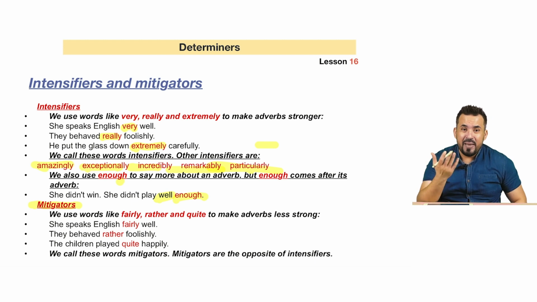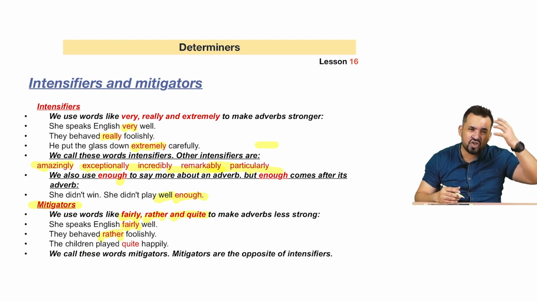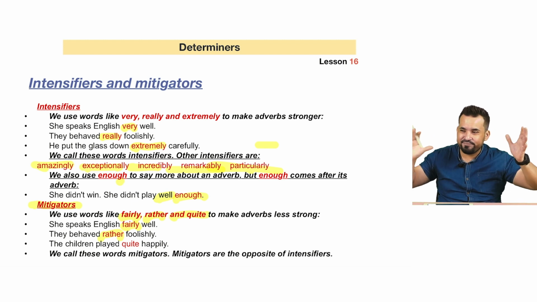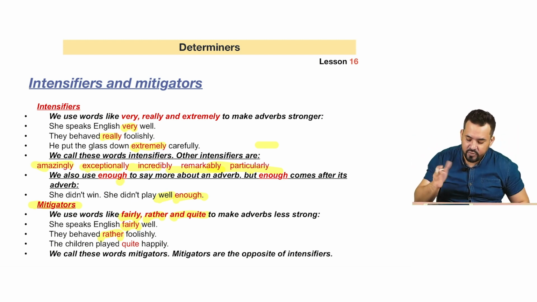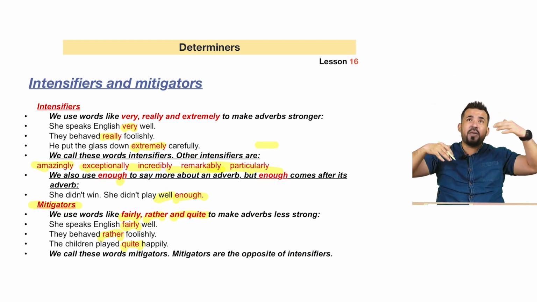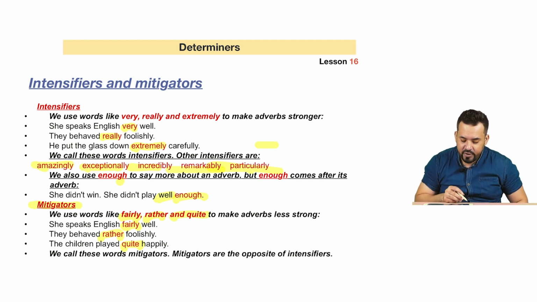So mitigators are like fairly, rather, and quite. Like, she speaks English fairly well, you know. They behaved rather foolishly, not too foolish. They were kind of foolish, you know, in the middle. The children played quite happily. It means they're not extremely happy, but they were not unhappy. They were quite happy, like, you know, right up there.